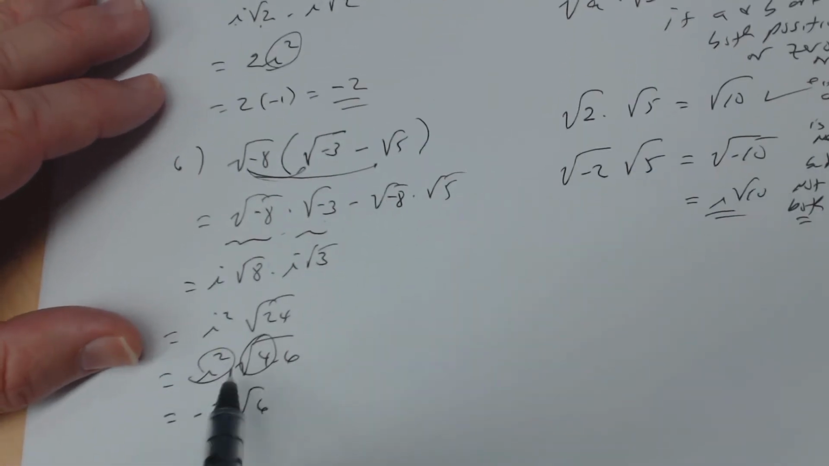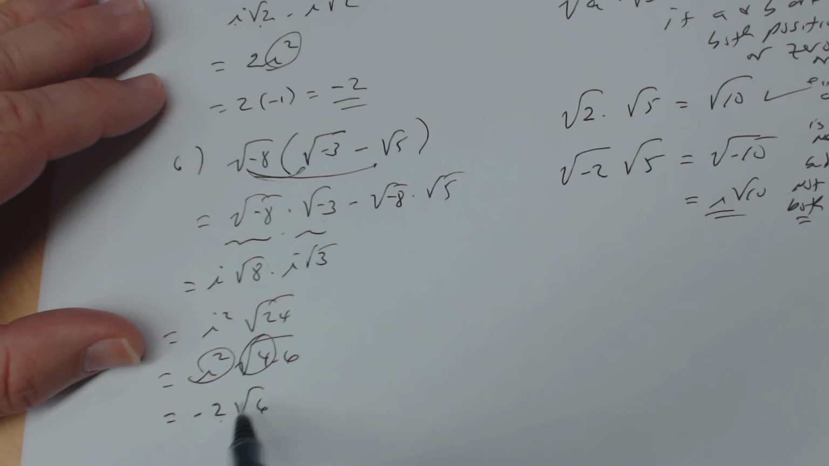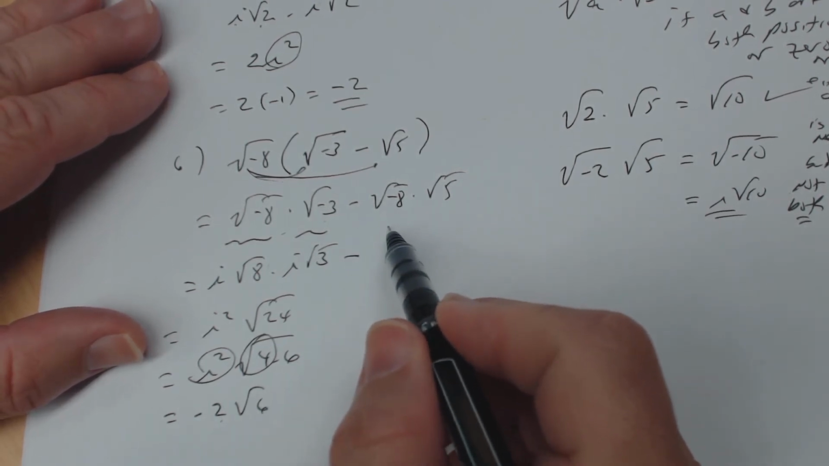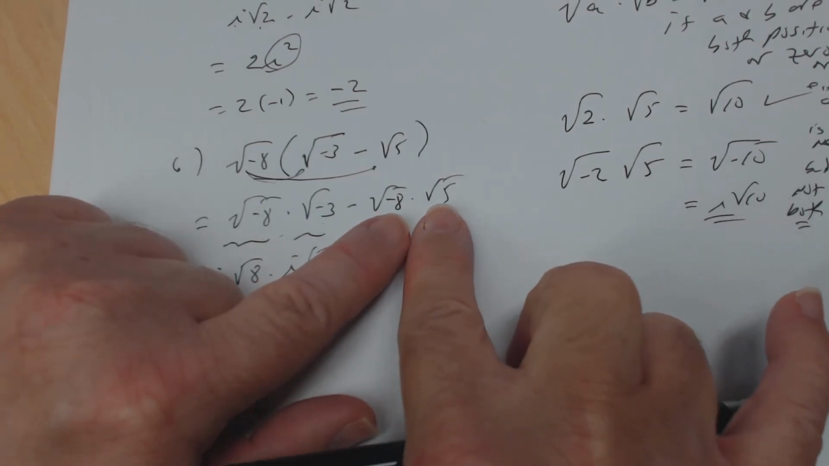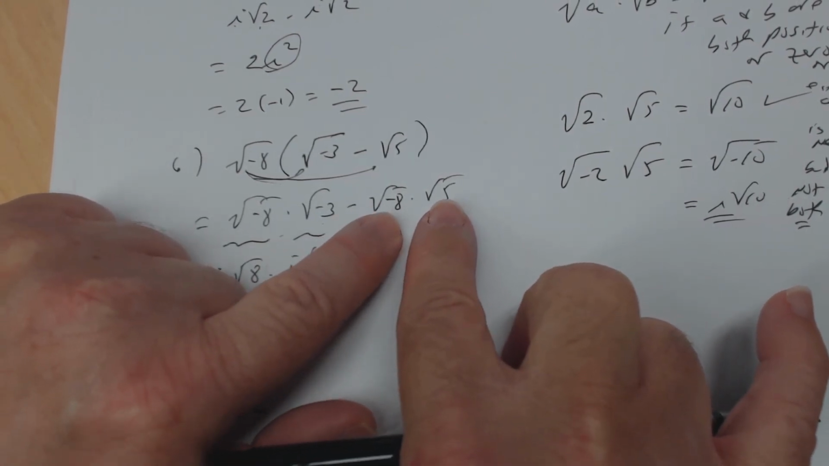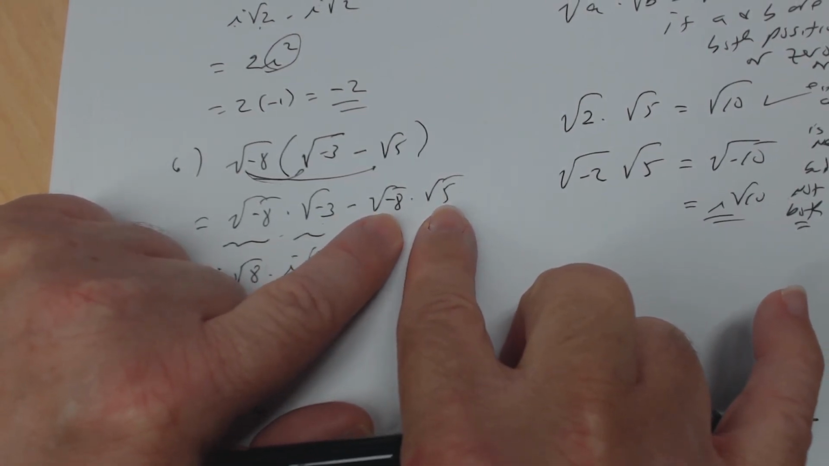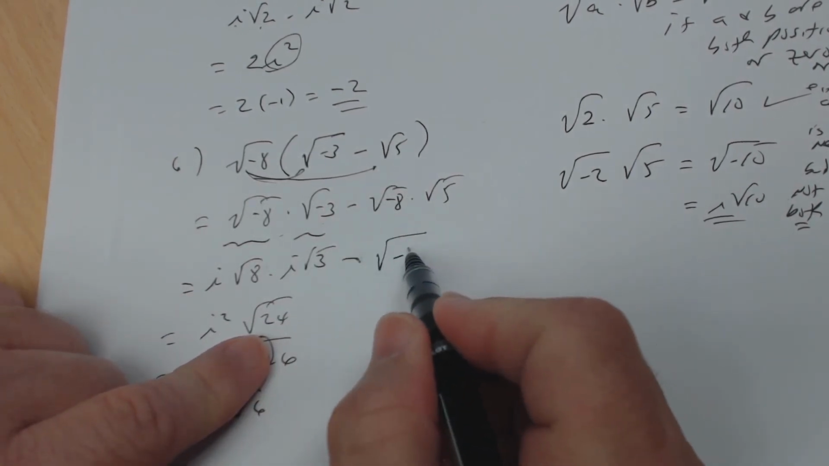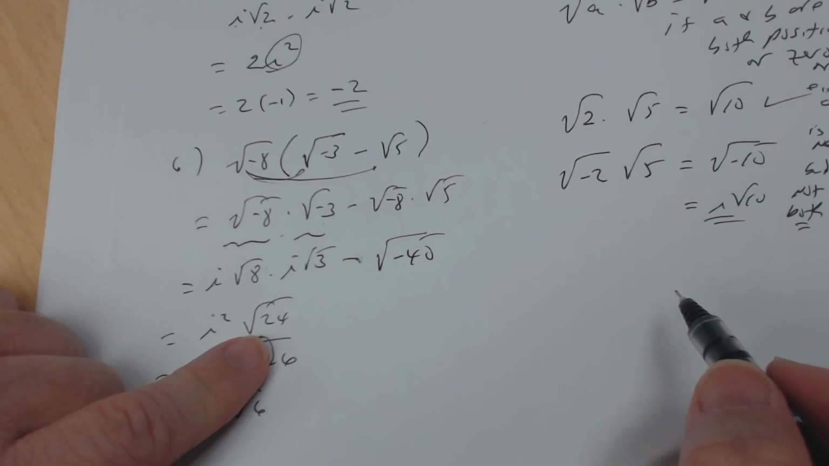So remember, i squared is negative 1. The square root of 4 is 2. So negative 1 times 2 is negative 2, and you're left with the square root of 6. Over here, the best thing to do is, since only one is negative and the other one is positive, you can go ahead and multiply them. So it'll be the square root of negative 40. So that you can do.